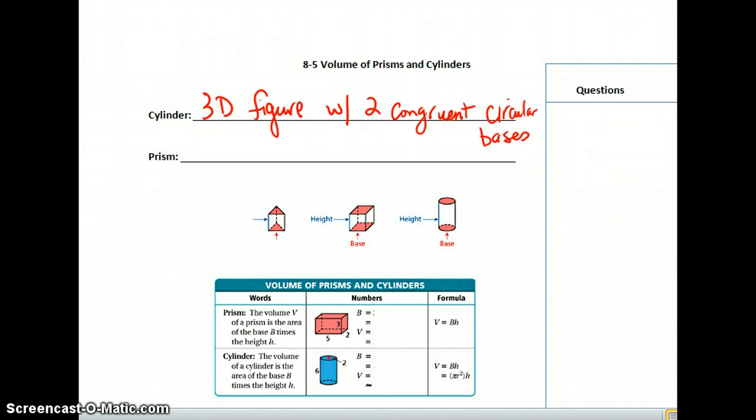Before we can find the volume of prisms and cylinders, we have to first discuss what they actually are. A cylinder is a three-dimensional figure with two congruent circular bases. If I wanted to draw a cylinder, it's a three-dimensional figure. So this is kind of what it would look like.